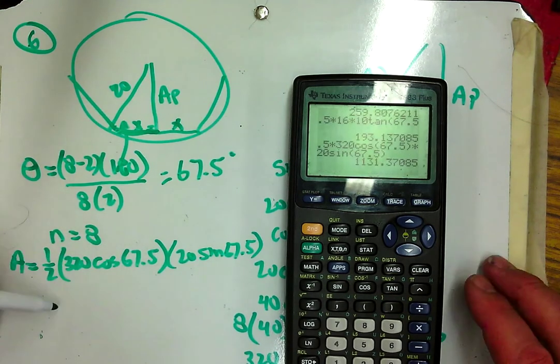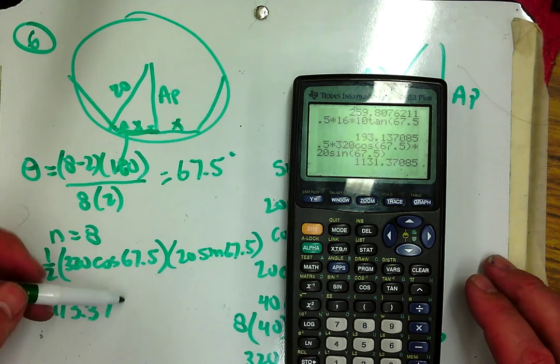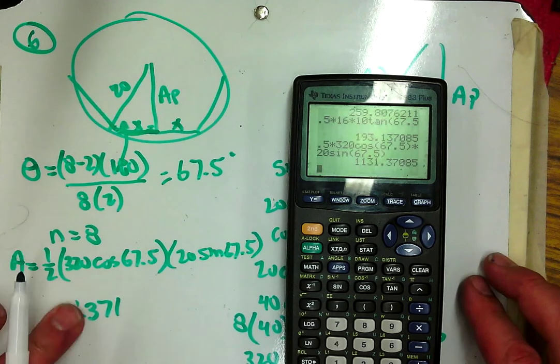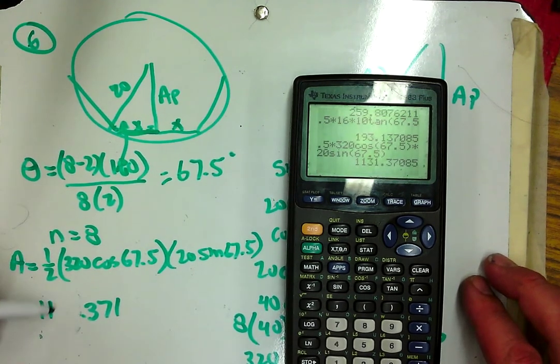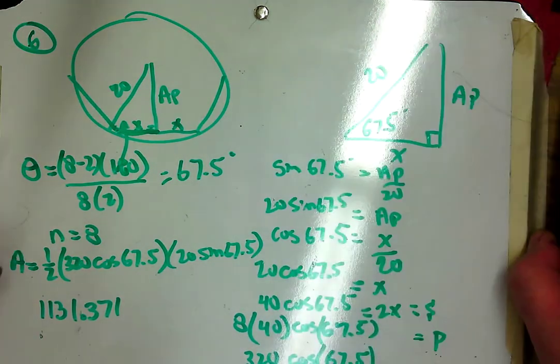And I get 113.3708, which will round to 1. I feel like I left a number off there. Yes, I did. 1131.371 square units. Okay, that's number 6. Let's take a look at 7.